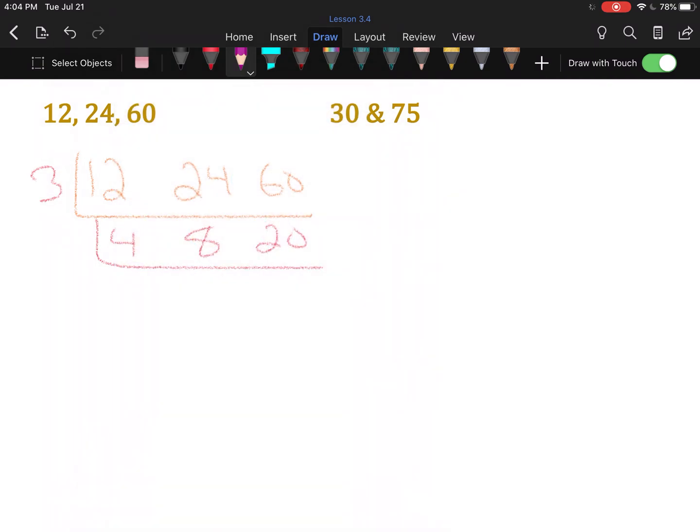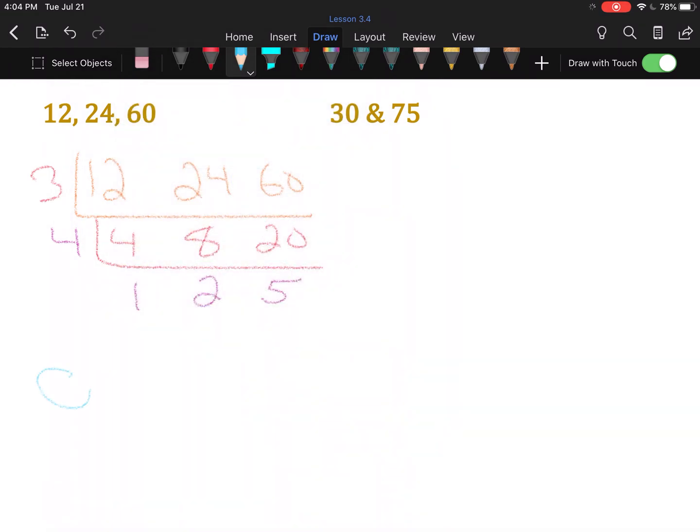Do I know a number that comes out of all of those? I do. 4 comes out of all of those. 4 divided by 4 is 1. 8 divided by 4 is 2. And 20 divided by 4 is 5. Pardon me. Does anything come out of 1, 2, and 5? No.